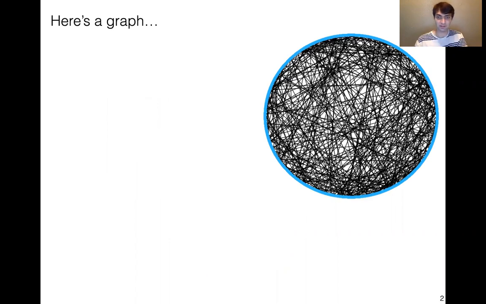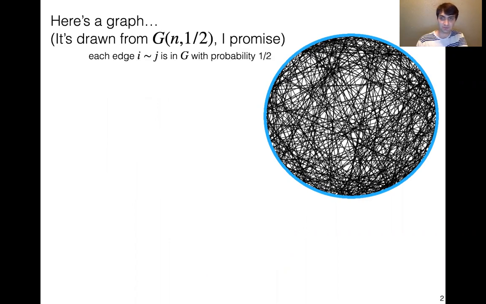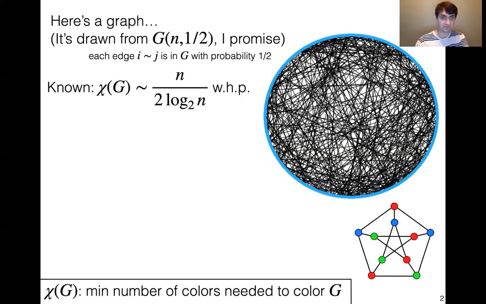Here's a graph. The vertices are the blue dots on this blue ring on the outside, and the edges are the lines connecting them. There's a lot of blue vertices. And I promise that I sampled this graph from G(n, 1/2), which is a random graph distribution on graphs with n vertices, where every edge between any pair of vertices is present with probability half, and they're all sampled independently. And it is known that the chromatic number of such graphs is about n over 2 log n with high probability. And this chromatic number chi(G) is simply the minimum number of colors needed to color the graph G.